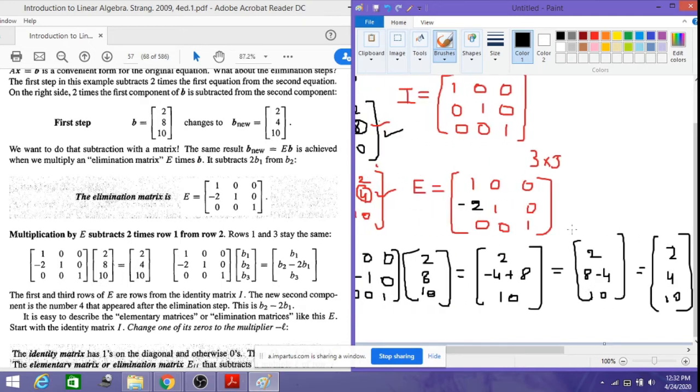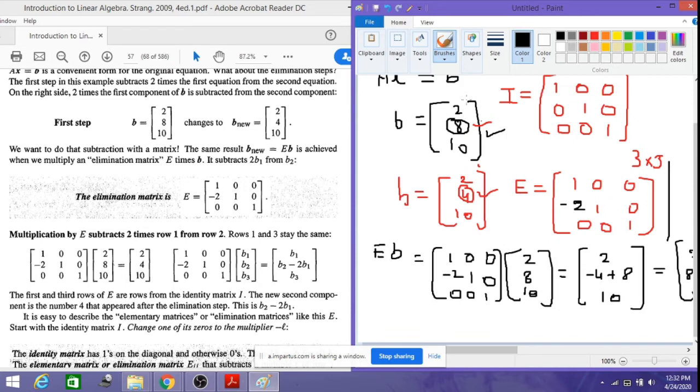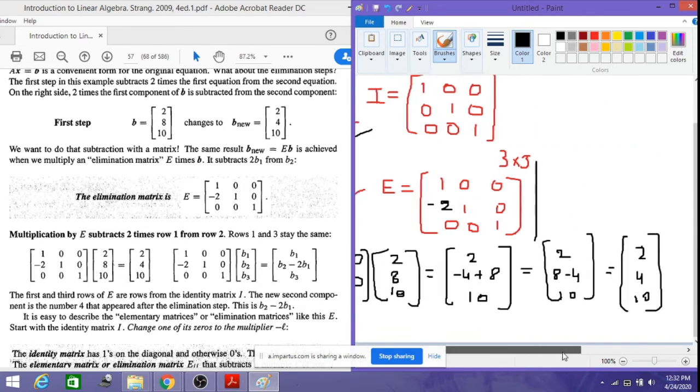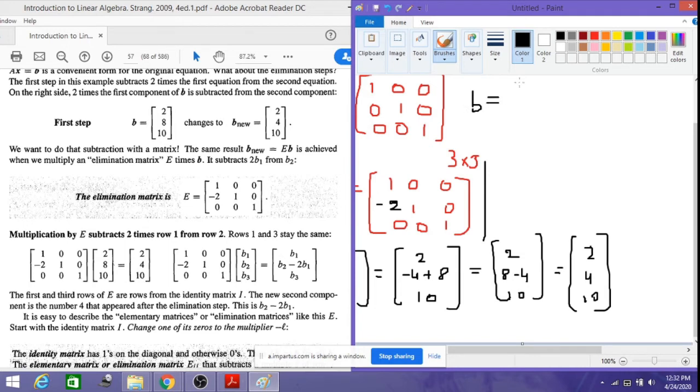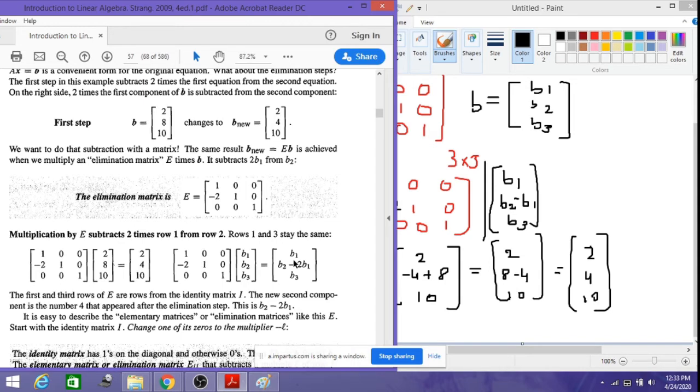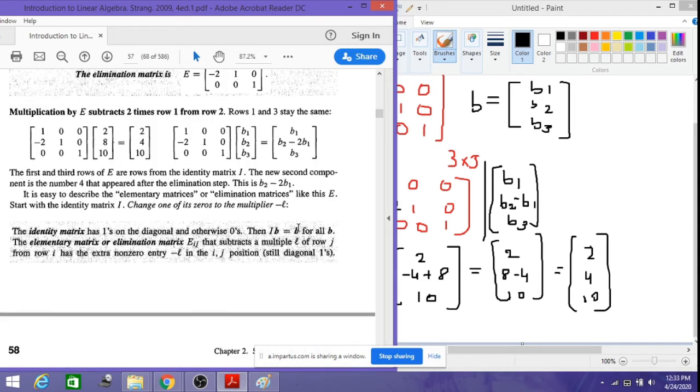So if we write this in general terms, for example if I want to write this as B, what are the components of B? The B component is B1, B2 and B3, the first, second and third components. Now if you see here, 2 remains 2, so I got the new vector's first component as B1. What about the second one? The second one is B2 minus B1. And B3 remains the same, B3. So this is how we can multiply by an elimination matrix to remove anything.